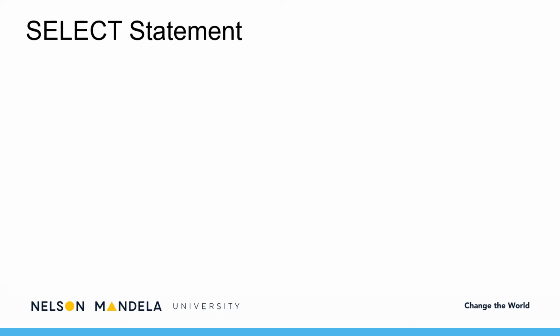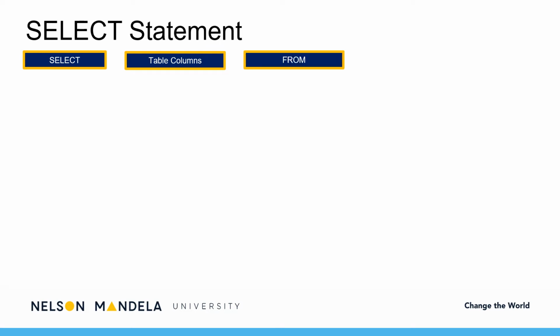Now the last one is your select statement. The select statement says you want to now retrieve data from the database and display it to your user. So what you say is select, which is the first keyword, and then the table columns that you want to select, and then you have your from, and then the table name that you want to select data from.